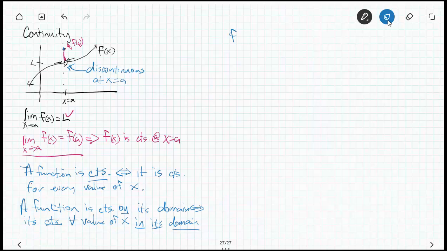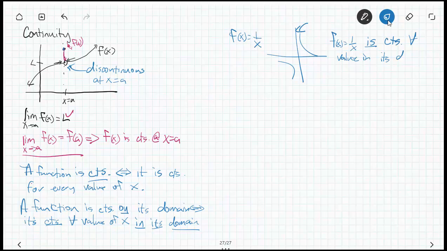Now, let me make sure that I distinguish the difference here. Okay? Look at f of x equals 1 over x. If f of x is 1 over x, we know what this looks like. Quick sketch, terribly drawn, is this. Clearly discontinuous. It is not continuous for all reals. So we say that it's not a continuous function, right? And the words can get really confusing here. However, f of x equals 1 over x is continuous for every value in its domain. Okay?